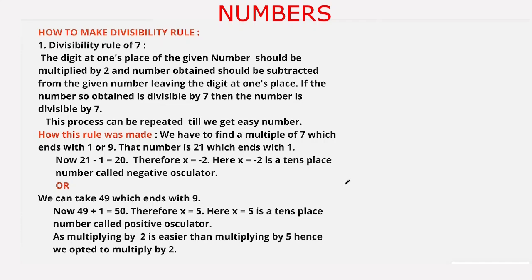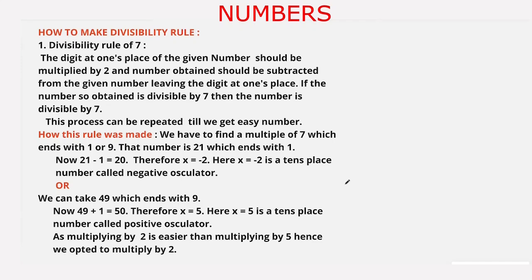We can also multiply the last digit by 5 and then add the number obtained by multiplying 5 to the ones place number, and after that, whatever number we receive, if that is divisible by 7, then the number is divisible by 7. Why do we subtract 2?